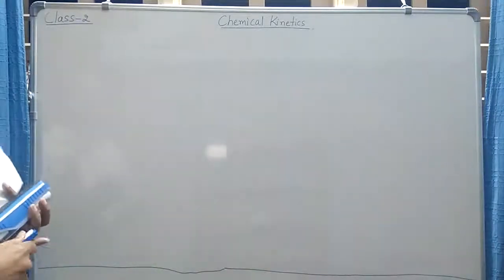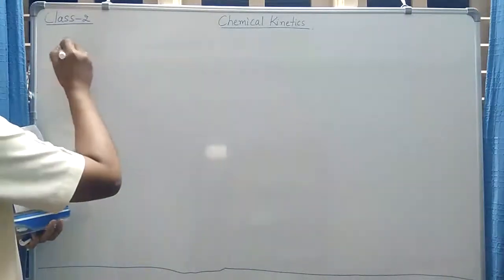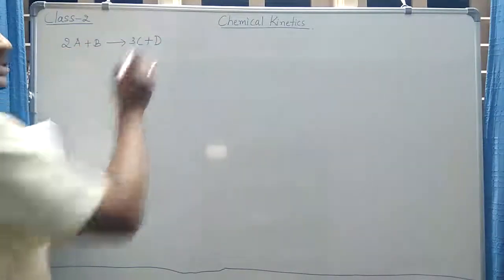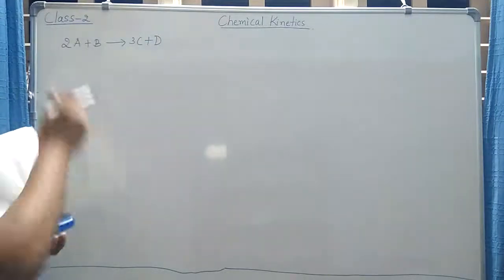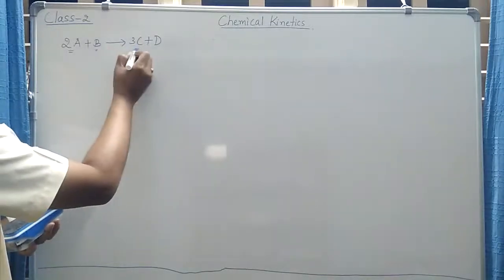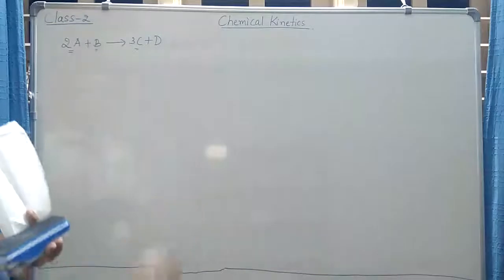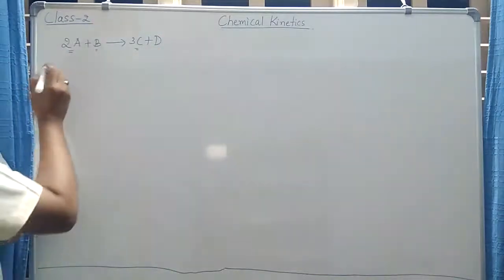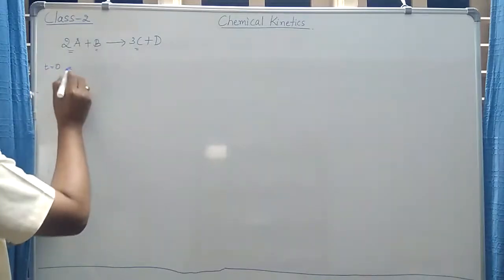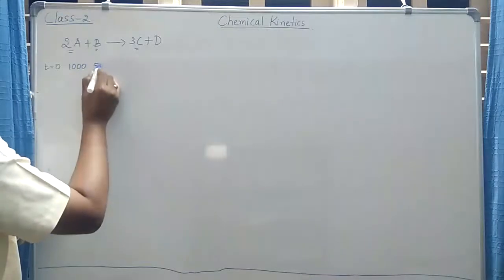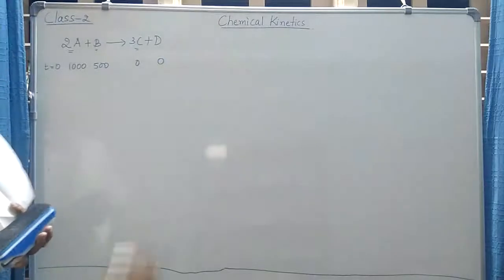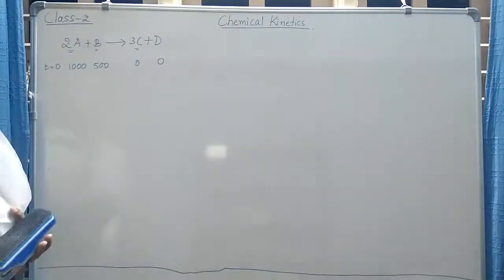Okay, say for example, we have taken a reaction 2A plus B giving 3C plus D. Okay, as seen here, two molecules of A react with one molecule of B to produce three molecules of C and just one molecule of D. Say for example, at a particular time, t is equal to 0, I have taken 1000 molecules of A and 500 molecules of B. So the concentration of the products at t is equal to 0 is 0, because the reaction is yet to start.